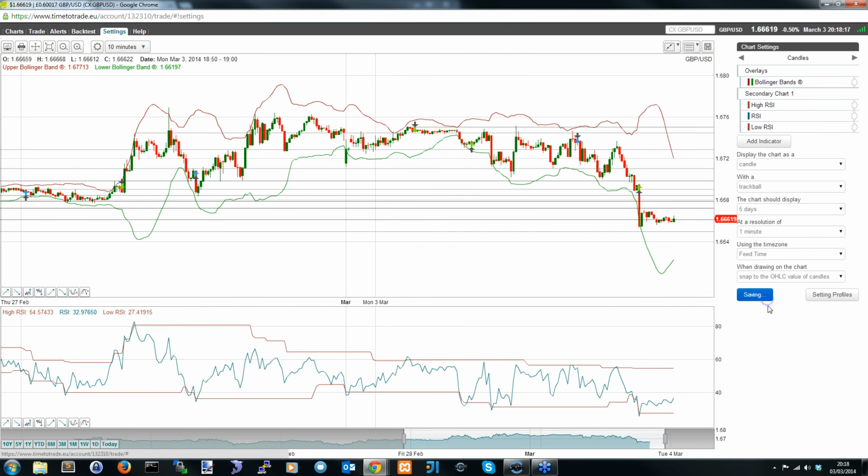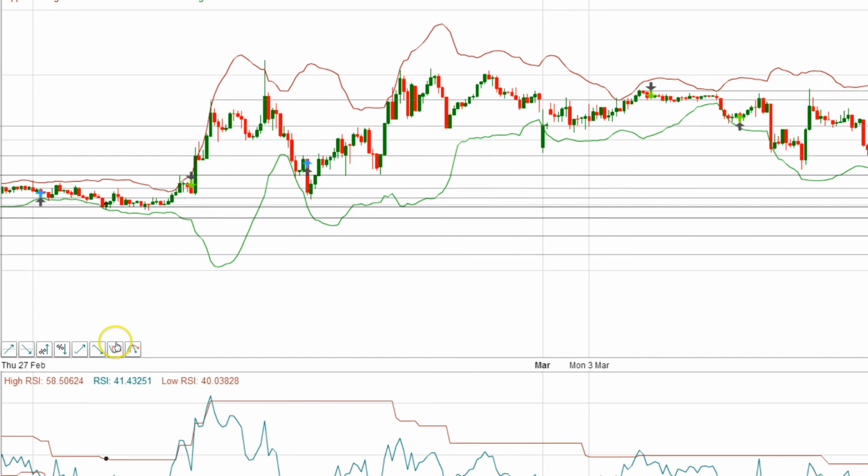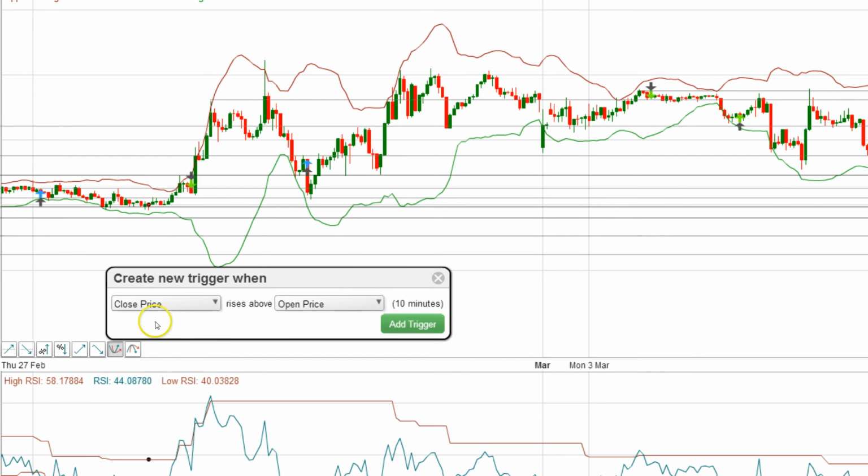So hit Save Settings. So now we'll set up some rules that will exit if we sell into a position and it breaks through an upper Bollinger Band, or if we buy and it breaks through the lower Bollinger Band. So what we're going to do now is create more alerts that says if the close price, well, shall we say the high, rises above the upper Bollinger Band.